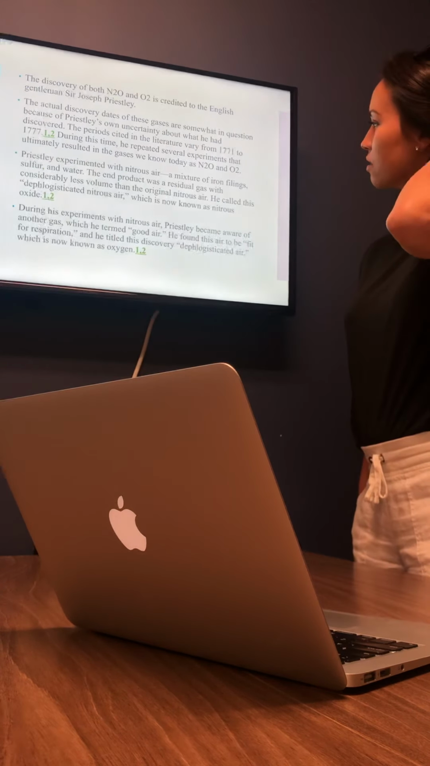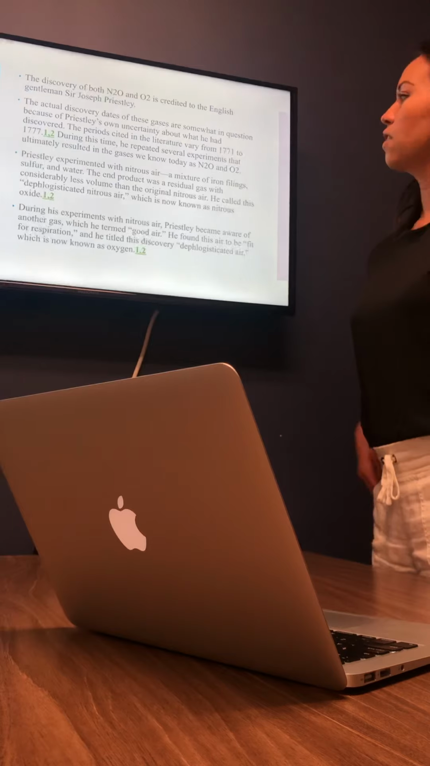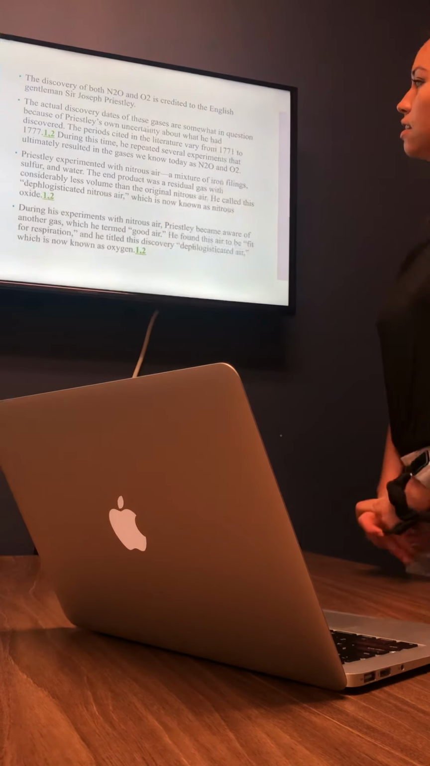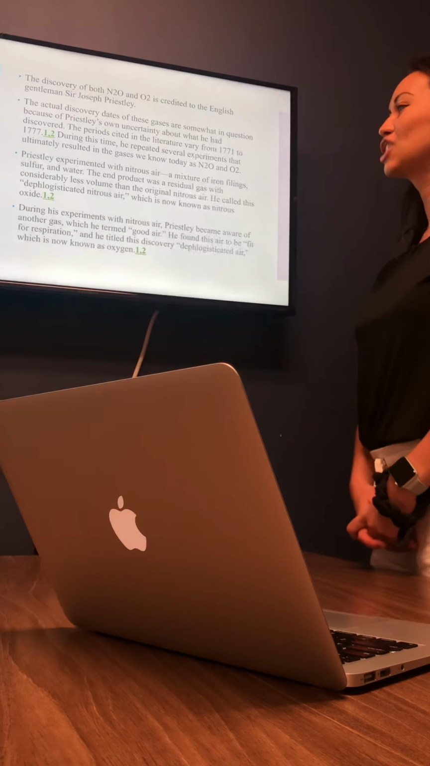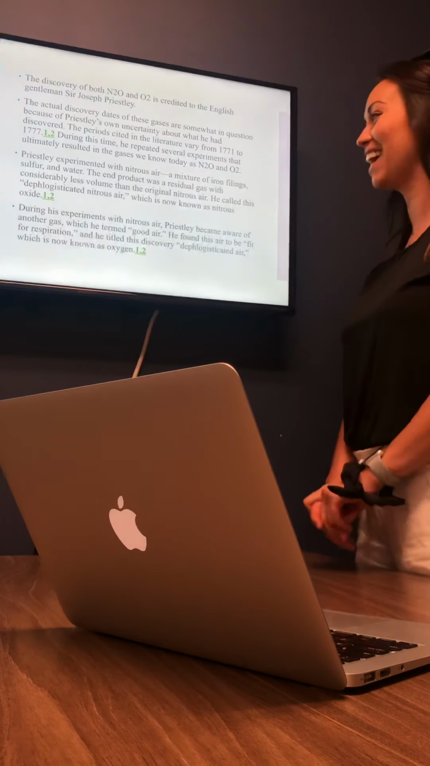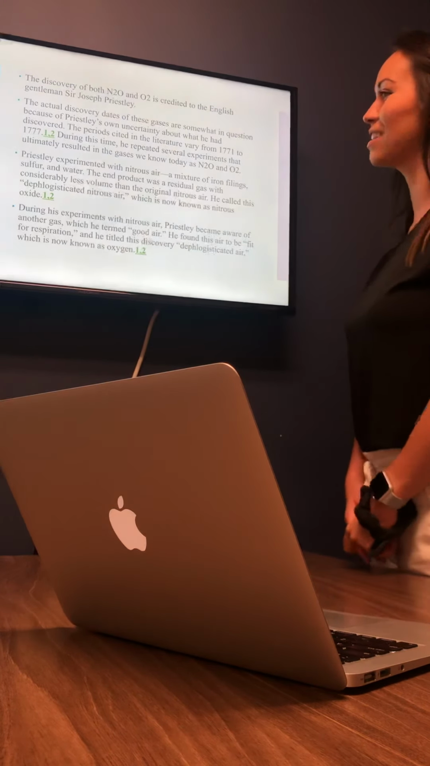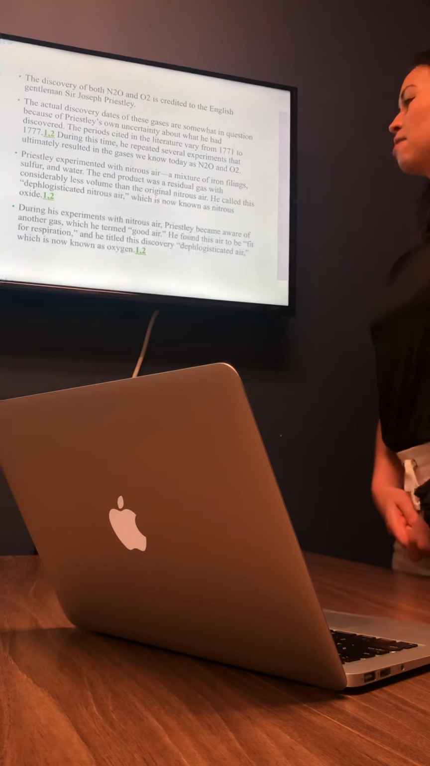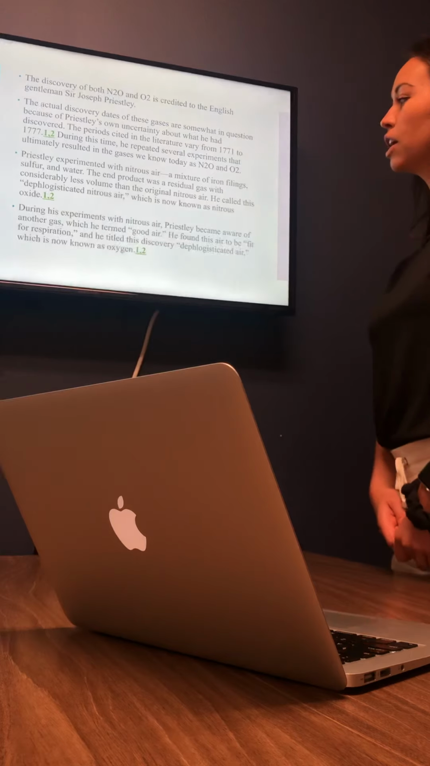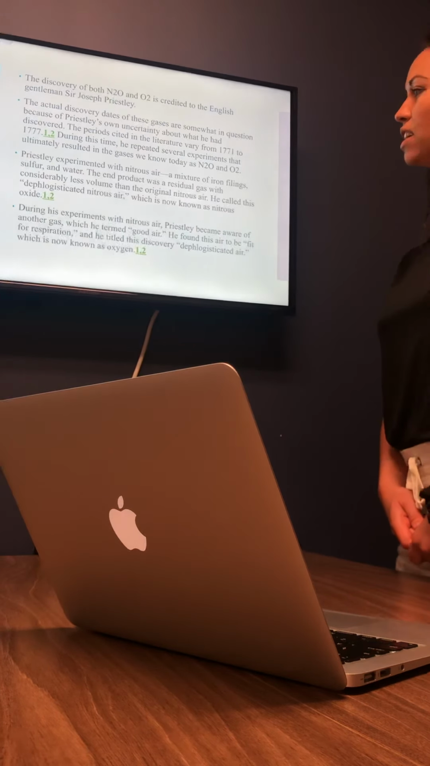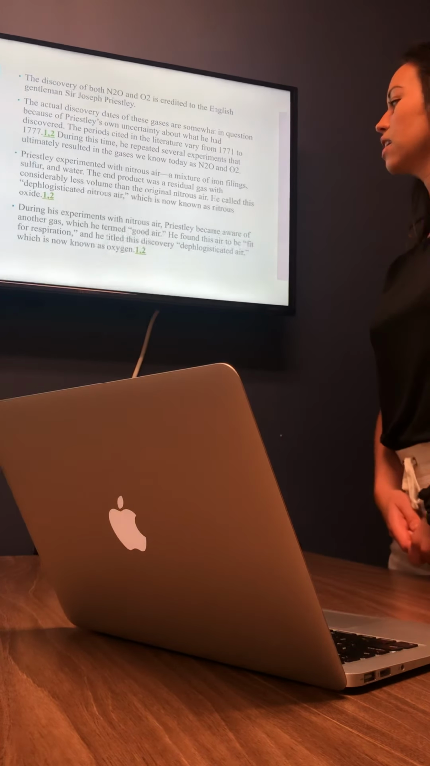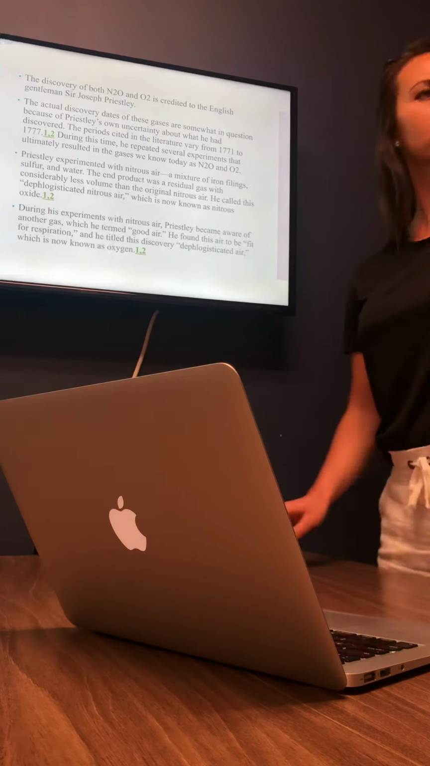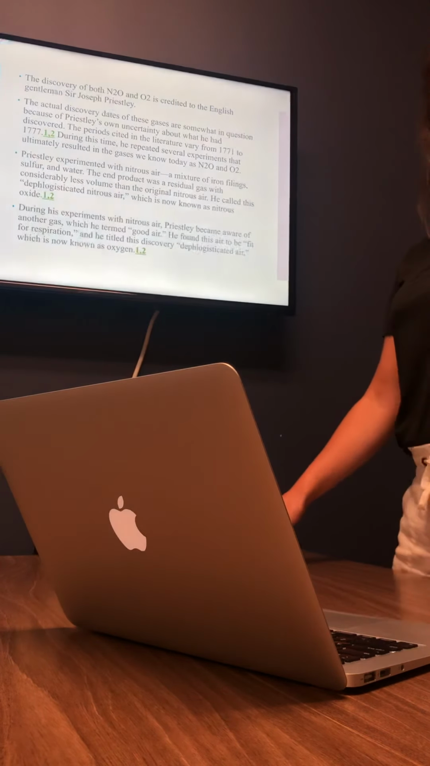Priestley experimented with nitrous air, a mixture of iron filings, sulfur, and water. The end product was a residual gas with considerably less volume than the original nitrous air. He called this dephlogisticated nitrous air, which is now known as nitrous oxide. During his experiments with nitrous air, Priestley became aware of another gas, which he termed good air. He found this air to be fit for respiration, and he titled this discovery dephlogisticated air, which is now known as oxygen. So you guys learned something new? Yeah.